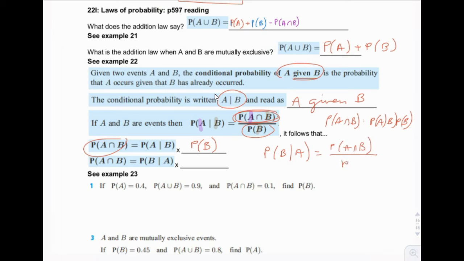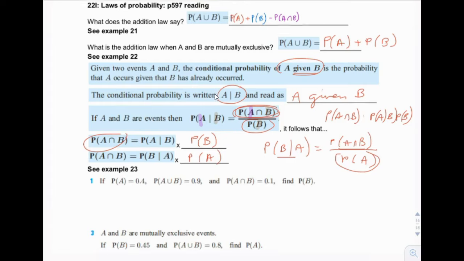Now that I have a new rule with A's and B's inverted, I can also use algebra. I could take this part here, the probability of A, multiply both sides by the probability of A, and then I would get the probability of A intersect B is also equal to the probability of B given A times the probability of A. So I've just derived two different rules, and actually they pretty much say the same thing.